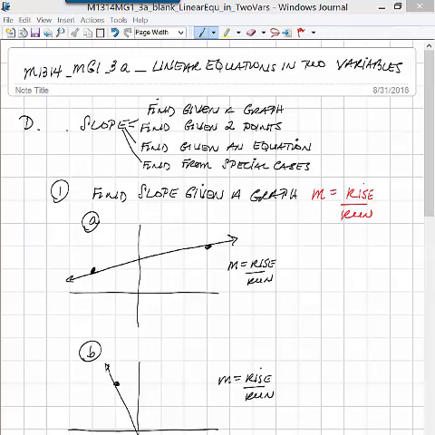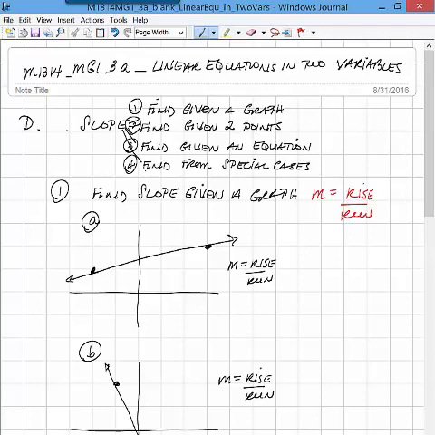We'll finish or continue in the linear equations with two variables section, and we're going to begin by focusing on slope. With slope, it gets confusing at times because there are 4 different ways to obtain slope. The first way is to find the slope when you're given a graph. The second way is to find it given 2 points, which is going to be a formula. The third way is to find it given an equation. And the last one is to consider the special cases of the vertical and horizontal lines.